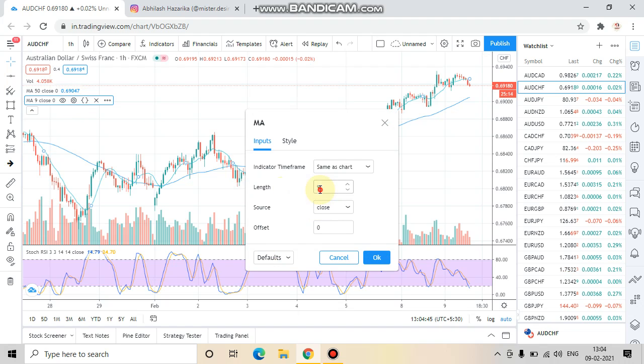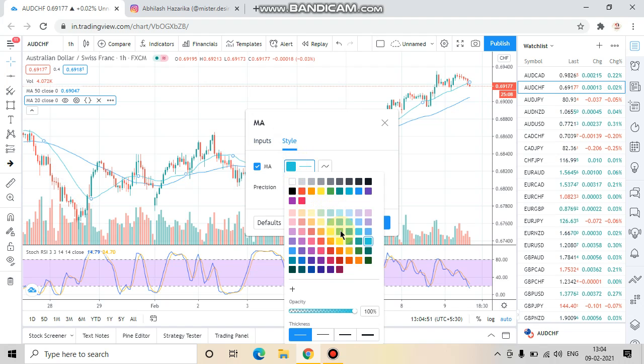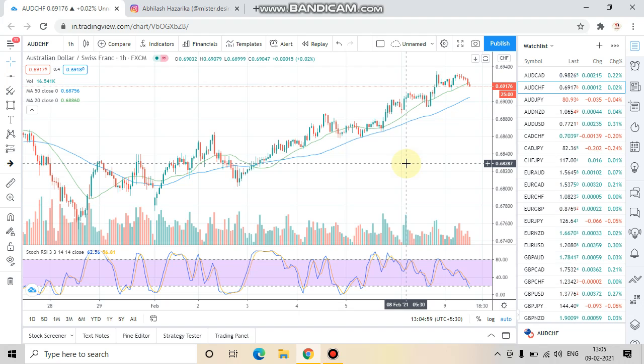Okay. Let's put the 20 period moving average also, and let's find out how does it work. MA9. Let's change it to MA20. Let's change the color a bit. Let's change it to green. No, 20 period moving average is not working good enough.